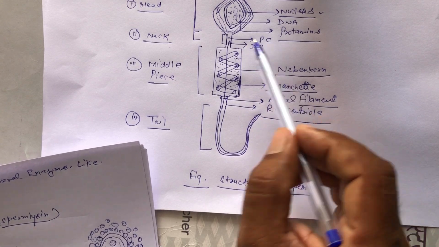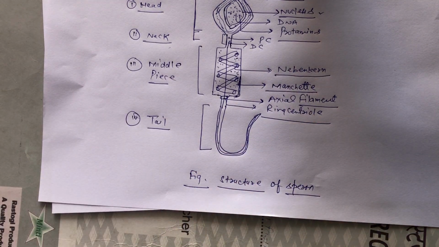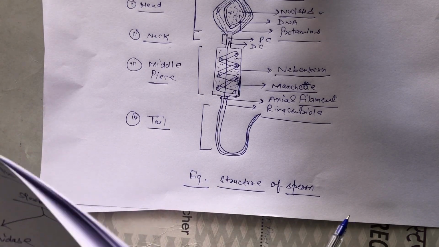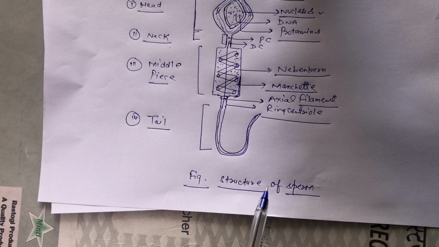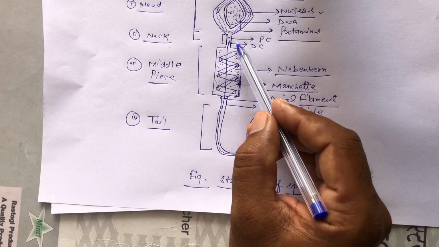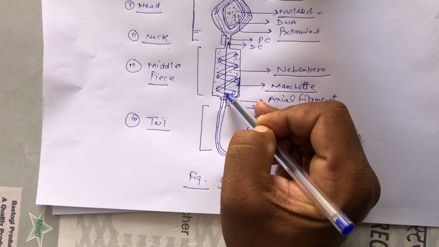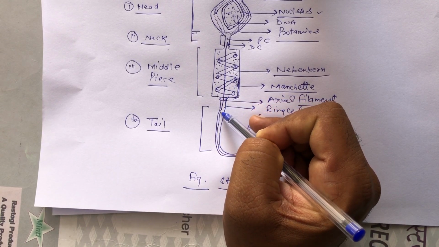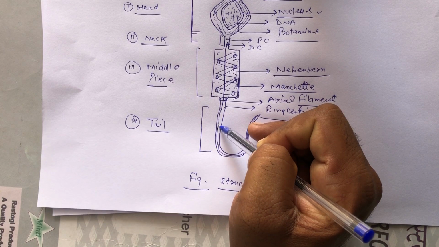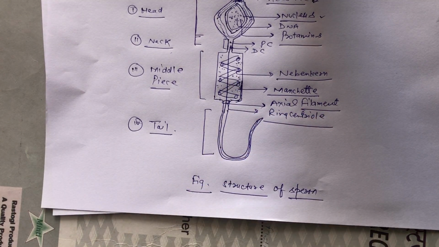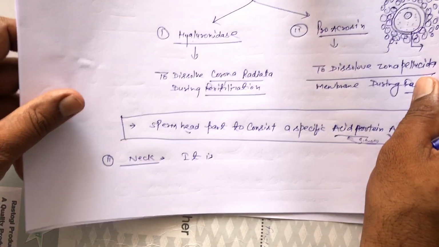The function of the proximal centriole is to help in cleavage after fertilization in the zygote, or it initiates cleavage in the zygote. The function of the distal centriole is to form a specific filament called the axial filament. The axial filament provides the skeleton, or the base, of the sperm tail.